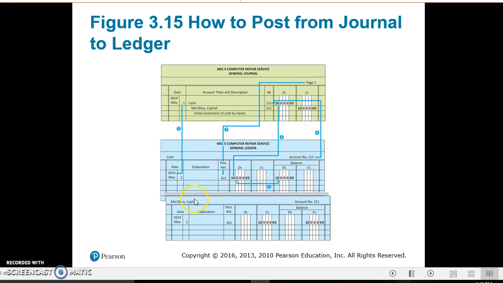For capital, we would do the same thing. We'd put the date, GJ1. It's going to be a credit of 10,000, and then 10,000 over here. And then we're going to take our post reference and put it back up there.